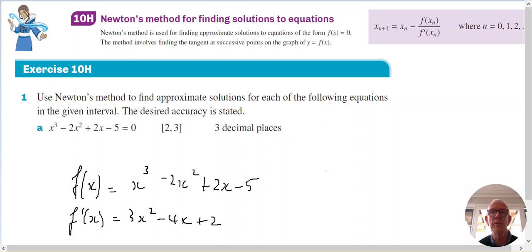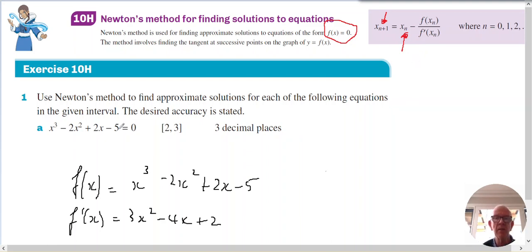Okay, so this is Newton's method, and I'm looking at some questions in 10H, question number 1. But remember, Newton's method is a method of estimating solutions of an f of x equals 0 equation. I'm using a repetitive process where I start with an initial guess, and my next suggestion of an answer will be that answer minus f of x divided by f dash of x. And I repeat that process.